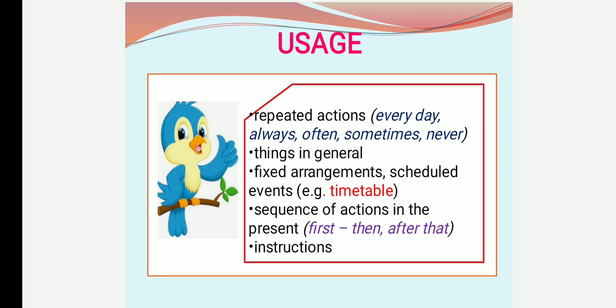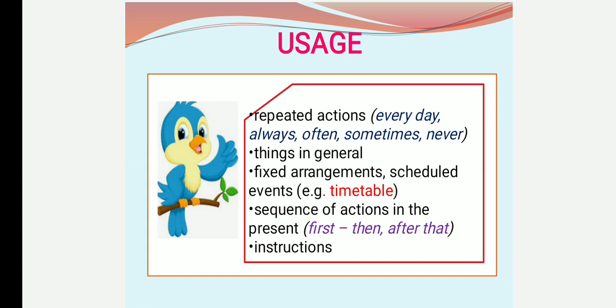We use simple present tense to express the repeated action and the general truth. That means the things in general, the fixed arrangement, sometimes we call it the future plan or scheduled event. And sequence of actions, that means the actions that we do continuously after we wake up from bed or after we come from school, or anything else that we do regularly in a sequence order. That means the content first and then, and then.